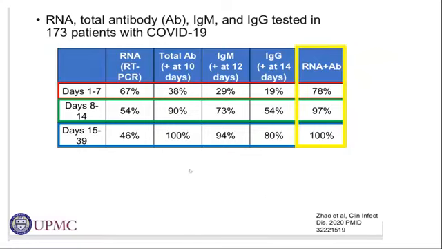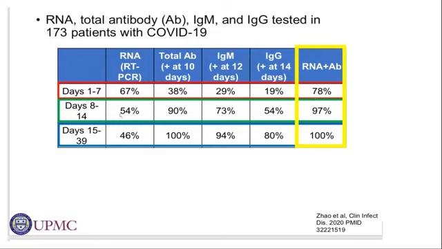And I think this slide is very important. This slide is from Zhao et al., Clinical Infectious Diseases, published recently. They compared all these different testing strategies in 173 patients. In the initial 1 to 7 days, the most sensitive is RNA PCR. The serologies are the least sensitive. But if you combine them all, your sensitivity goes to 78%.